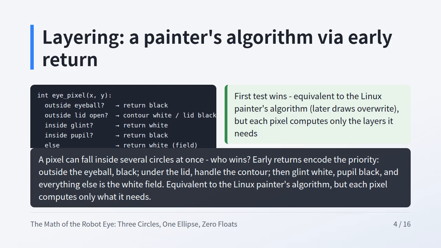A pixel can fall inside several circles at once. Who wins? Early returns encode the priority, outside the eyeball, black, under the lid, handle the contour, then glint white, pupil black, and everything else is the white field. Equivalent to the Linux painter's algorithm, but each pixel computes only what it needs.